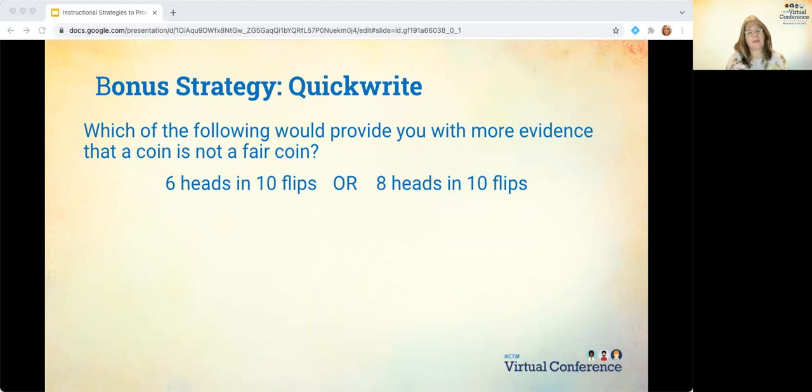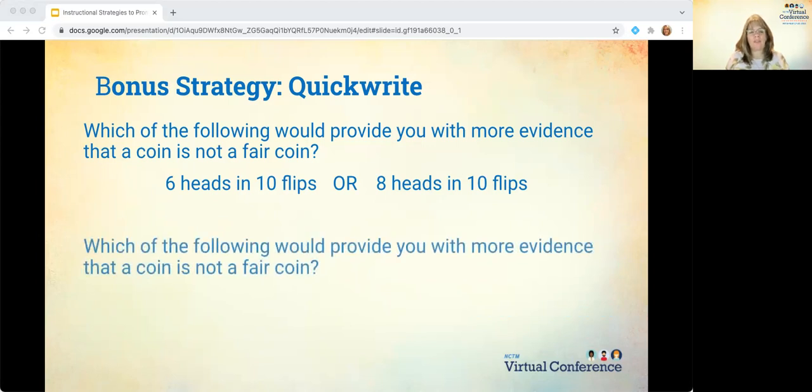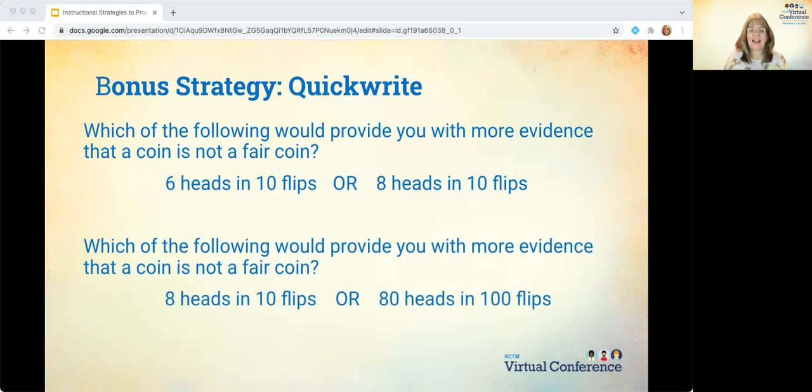8 out of 10 seems like it's a little less likely if the coin was fair. So it seems like 8 out of 10 would give us more evidence. Well, what about these 2 coins? What if I flipped a coin and got 8 heads in 10 flips, or 80 heads in 100 flips? Which one of those is going to provide you with more evidence that the coin is not a fair coin?